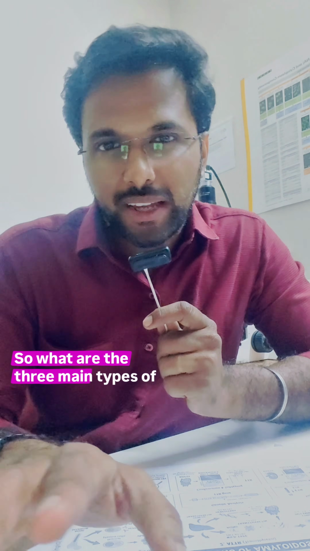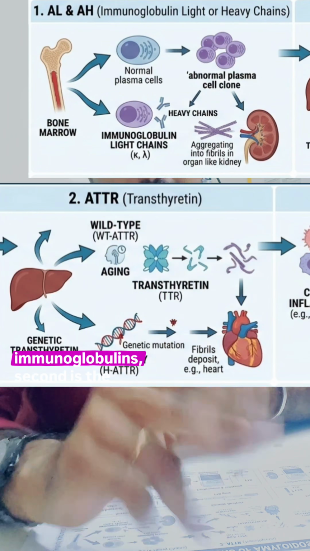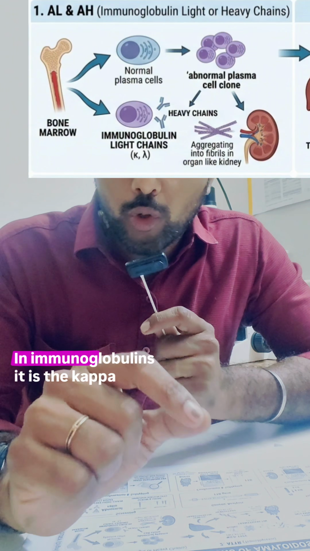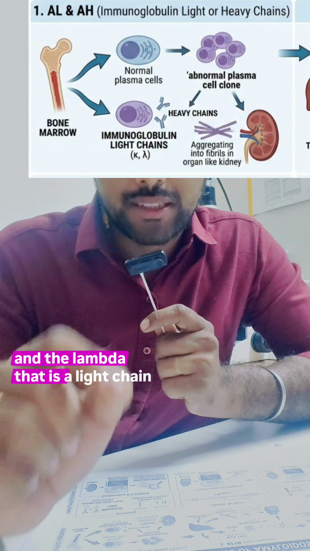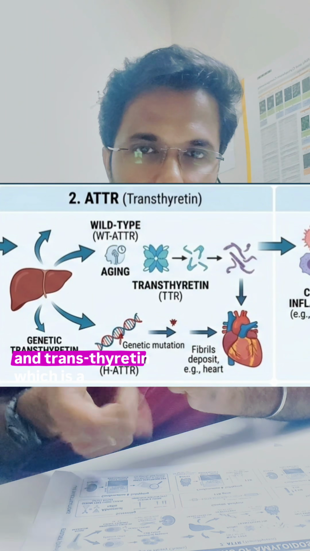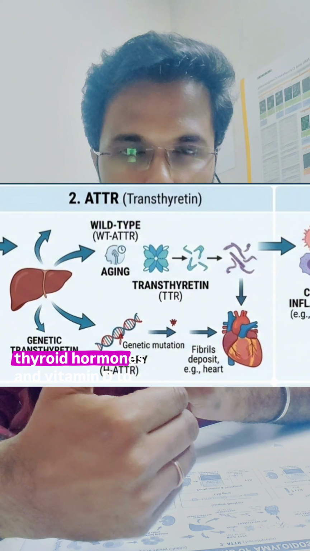So what are the three main types of proteins here? One is the immunoglobulins, second is transthyretin, and third is amyloid A. In immunoglobulins, it is the kappa and lambda light chains which are involved in amyloidosis, and transthyretin is a transfer protein which carries thyroid hormones and vitamin D to multiple organs.